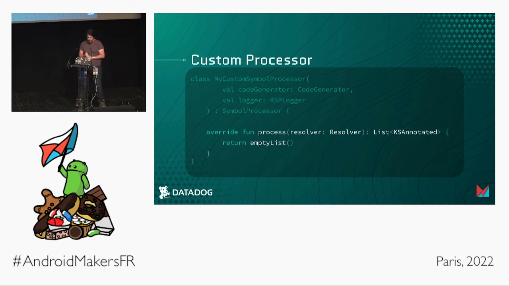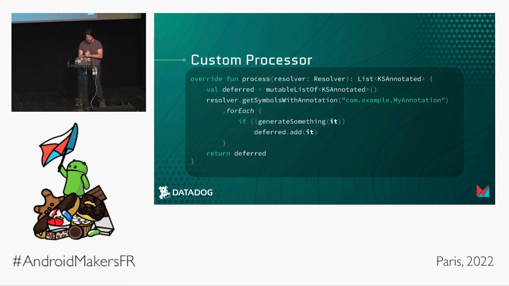And then you just have to override this process method, which has a resolver and returns a list of annotated elements. We're going to look a bit more about that later. So at first, what it returns is basically a list of different elements. Your process method is called once, and you're going to have access to the whole source code that is being compiled right now.